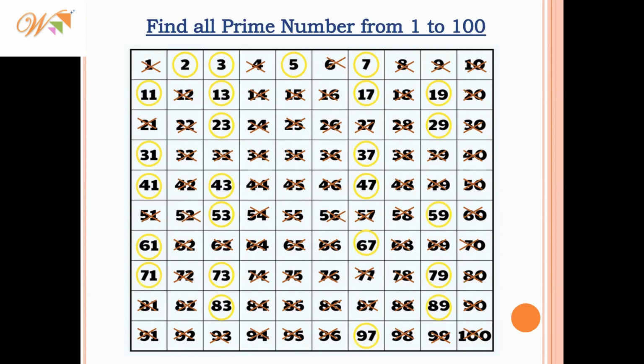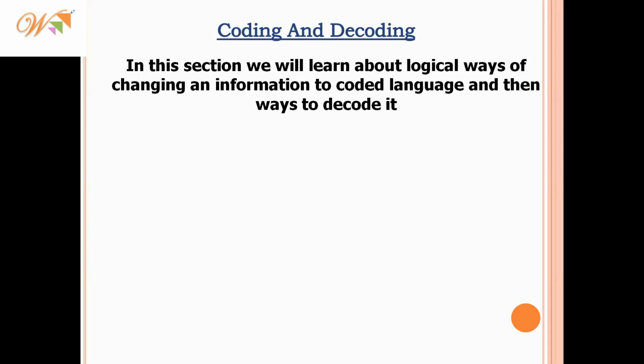Now let's move to our next topic, the last and very important, very interesting topic. Students enjoy this topic a lot, which is called coding and decoding. Now this topic can be very tricky sometimes, and though being very interesting, it makes it difficult for the students because it is tricky. But we just have to understand the methods of coding and decoding. Once the methods are understood, it becomes very easy. So we will learn about logical ways of changing information to coded language and then ways to decode it.